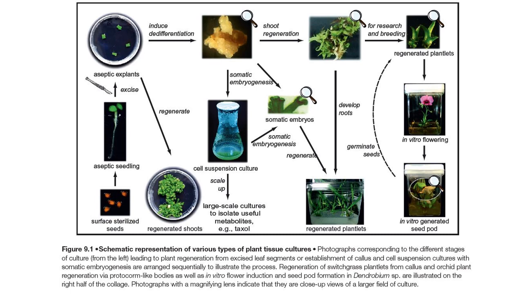Here you can see first surface sterilized seeds are used, and from that aseptic seedlings are grown, and these seedlings are now used as explants. For making explants, you can excise parts of these seedlings and use them for inoculation in plant tissue culture synthetic media, like Murashige and Skoog media. Now these pieces will start growing, and first you will find callus growth, which can further differentiate into shoots. You will find shoot regeneration, and from that a whole plantlet can be obtained.